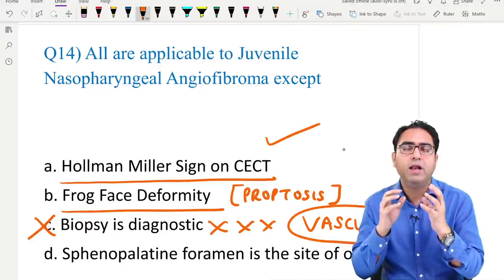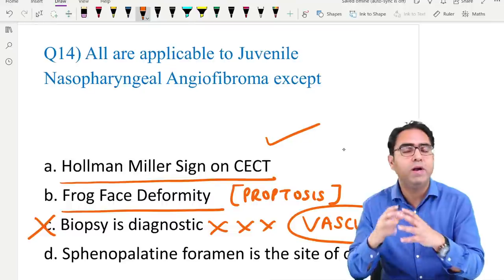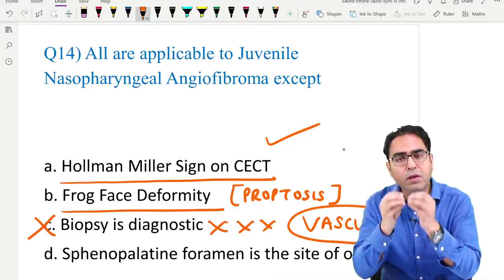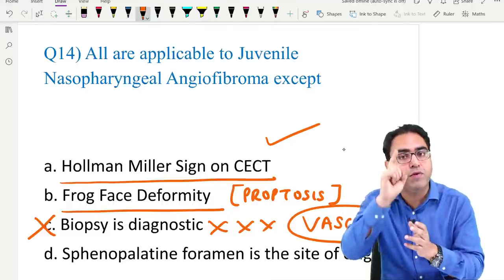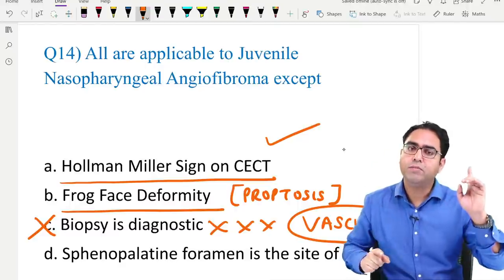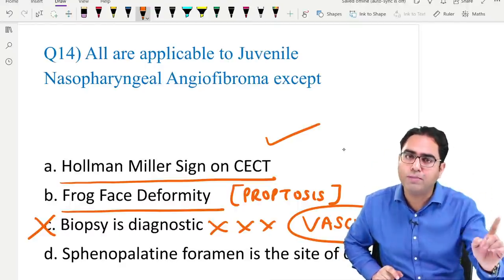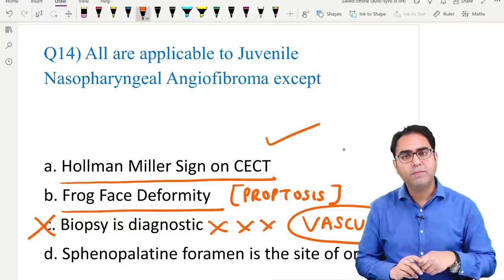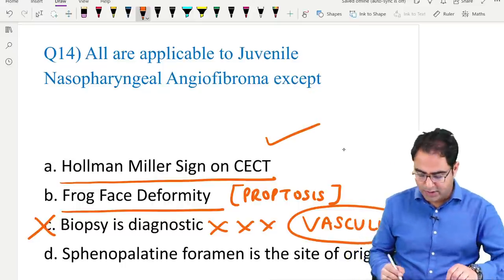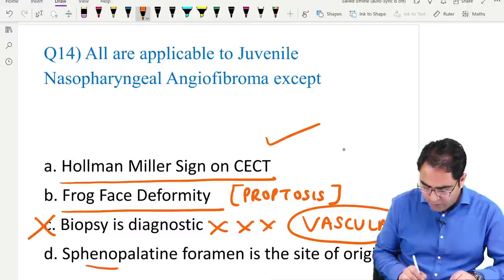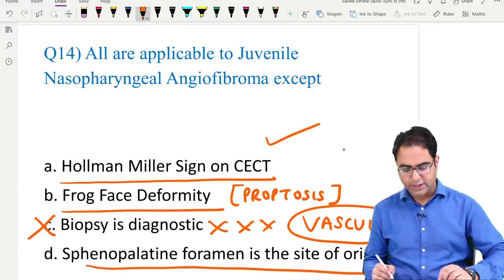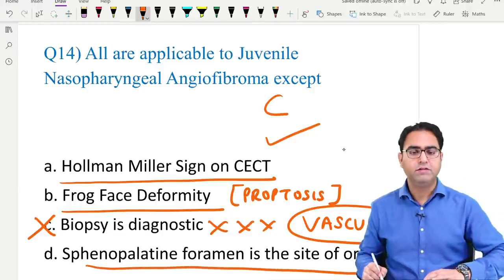Glomus jugulare: a lady with pulsatile tinnitus or a bleeding mass in the ear. Something pulsating or bleeding in the ear of a female patient is glomus jugulare. And nasal bleeding or nasal mass in a young boy is angiofibroma. And for both of them, biopsy is contraindicated, beta. And the sphenopalatine foramen is the site of origin, beta. Yes, correct. Answer to this question is C, beta.